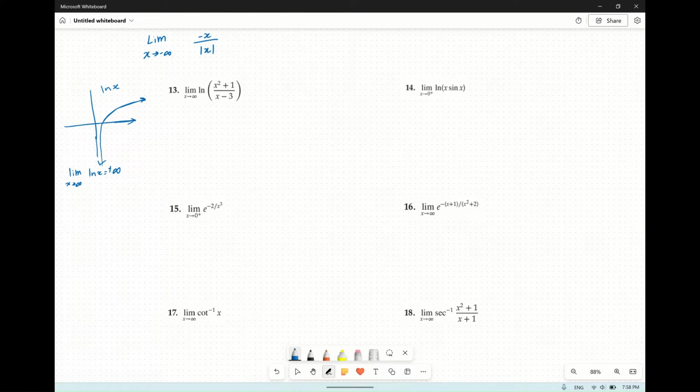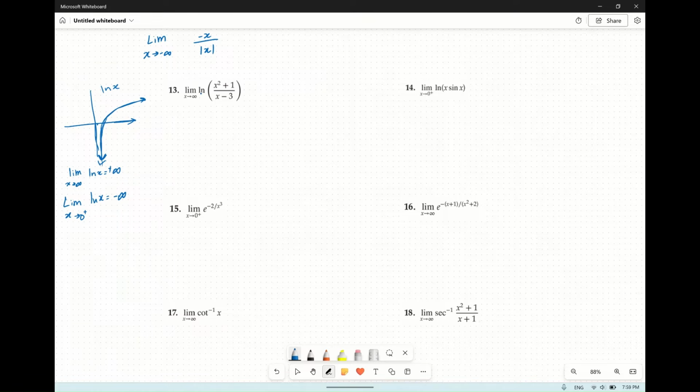Now what about as it approaches 0? As it approaches 0, this is an asymptote. Now 0 from which side? We are only from the right side. We cannot be on the left side. This is how the ln is. So the limit as x approaches 0 for ln x is negative infinity. So we need to know these properties of the ln.